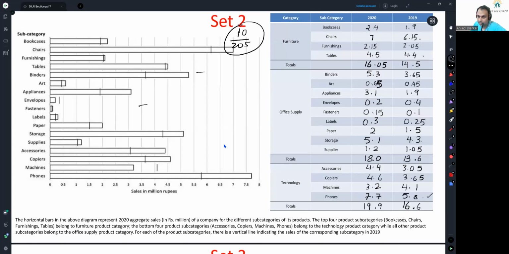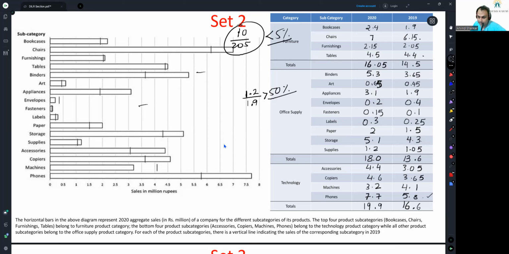When we're looking at office supply, binders are doing a tremendous job, 3.65 to 5.3. How much is the increase? 1.35, 1.65. Oh, only this much. Not great then. And even better increases in appliances. Can you see? There is an increase of 1.2 on 1.9. This is greater than 50%. This is less than 5%. These two estimates we have.